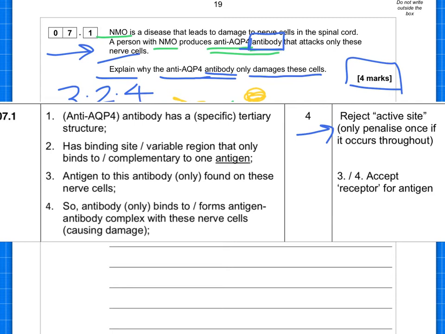They also, as I said, have a specific tertiary structure. The antigen, if you're going to mention, you can mention receptor for antigen, but I would mention antigen, or you could say antigen receptors that bind to form an antigen antibody complex.